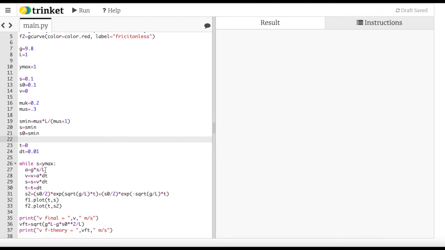Okay, down here I have the accelerator. See, this line right here is the exact solution for the frictionless chain. So I can just leave that as it is. Now over here, I'm going to type in my expression for the acceleration. It was S times G divided by L plus mu K times G divided by L. All of that minus mu K times G.